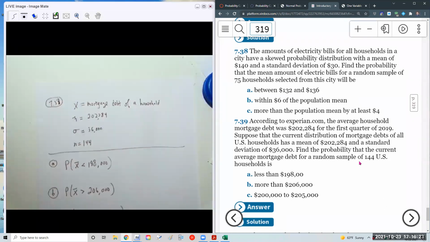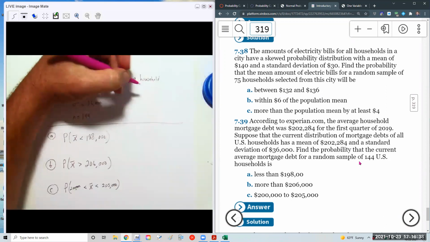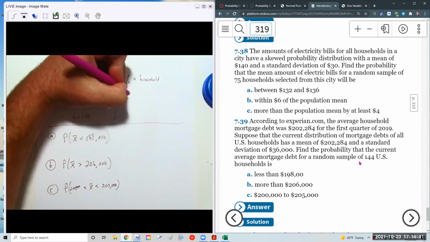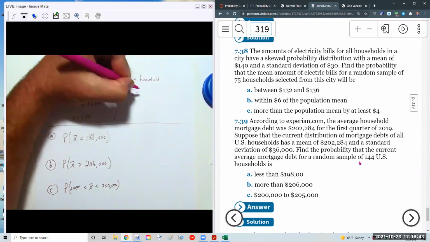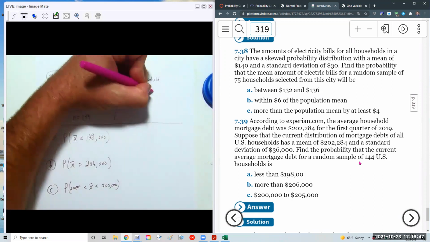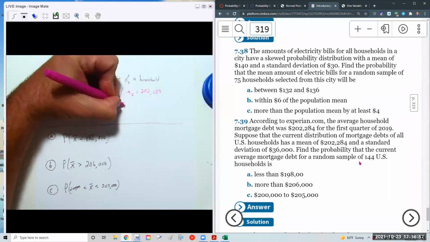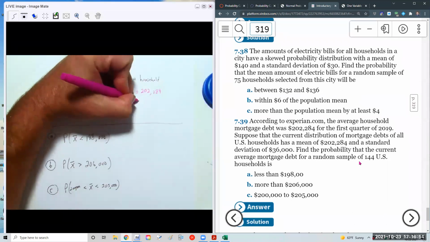Okay, so we can use the central limit theorem, which will tell us that the sampling distribution graph will be normal, and it will also give us values for the mean and the standard deviation of the sampling distribution. So here, mu sub X bar will always be equal to mu, 202,284. And the standard deviation of X bar, we're going to use sigma divided by square root n.